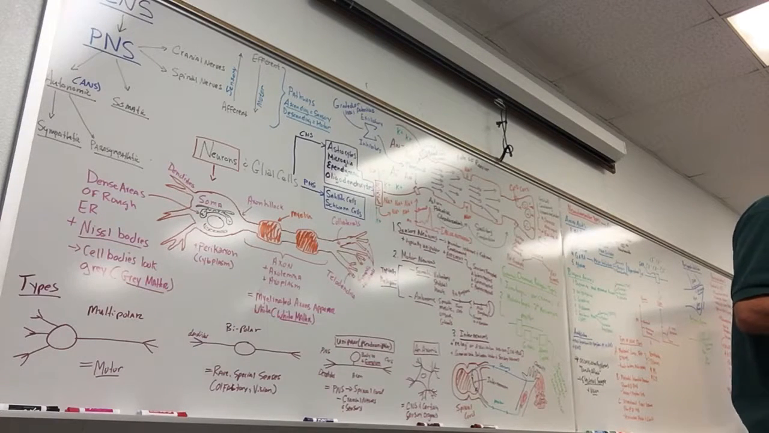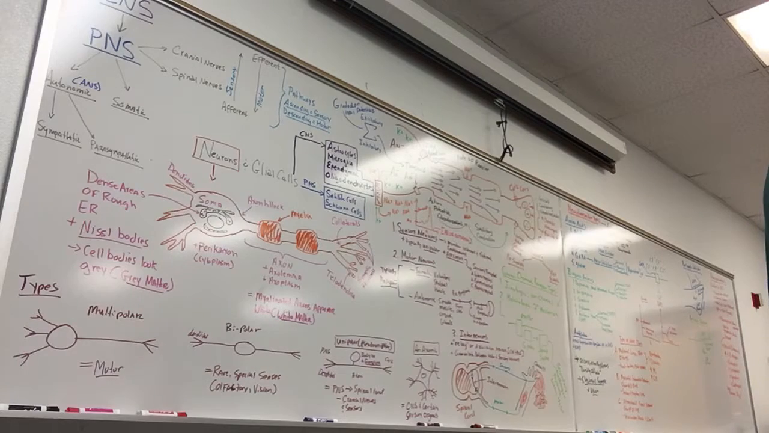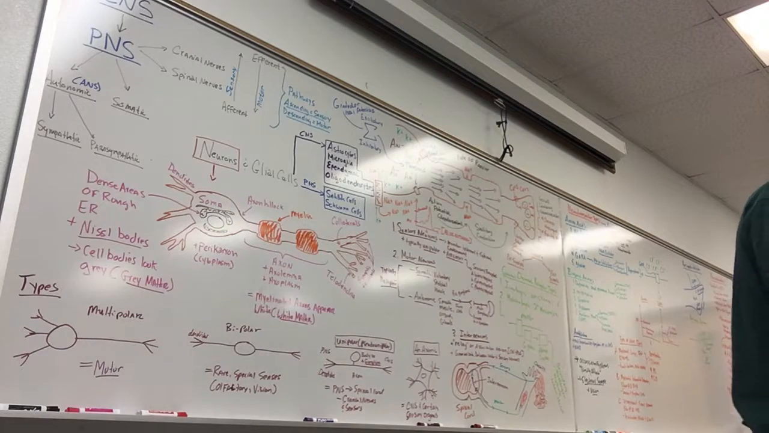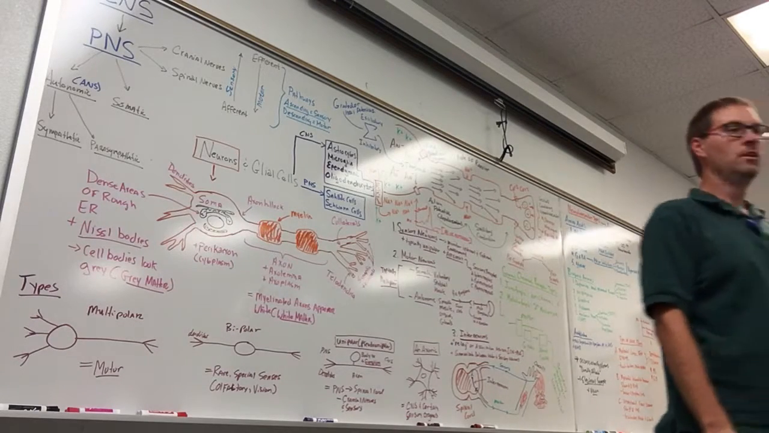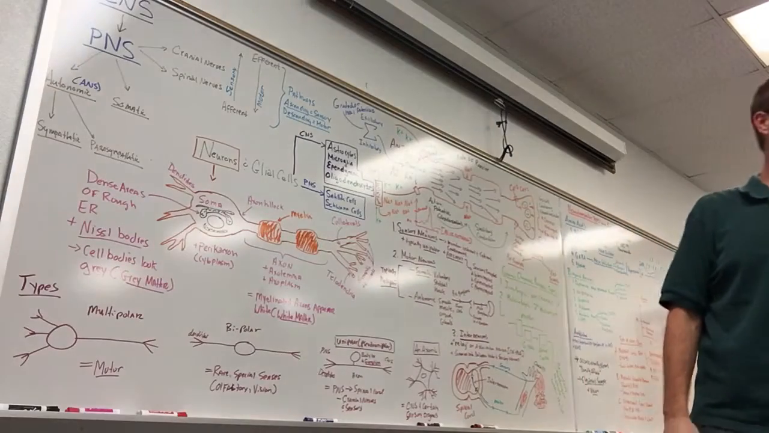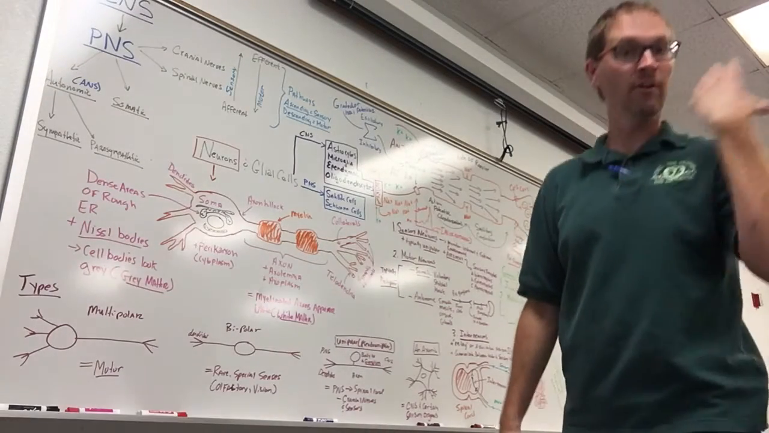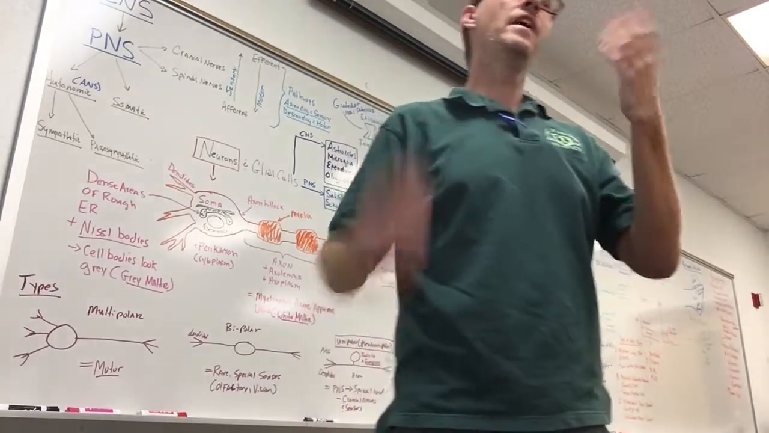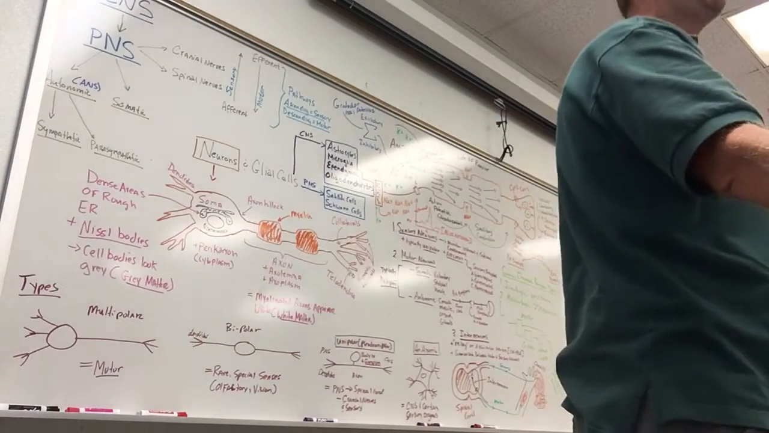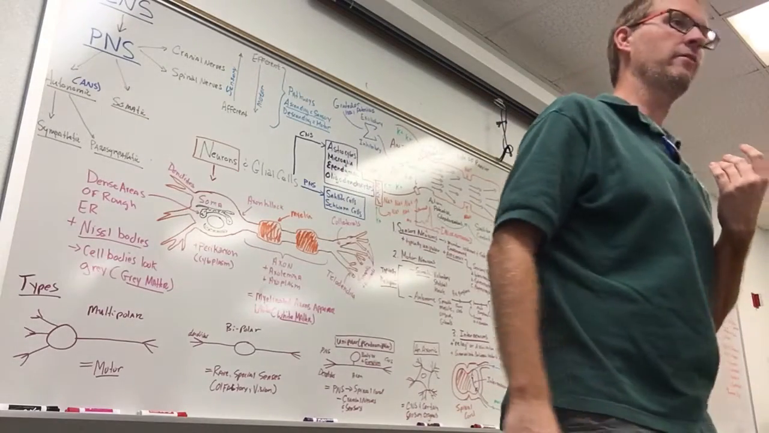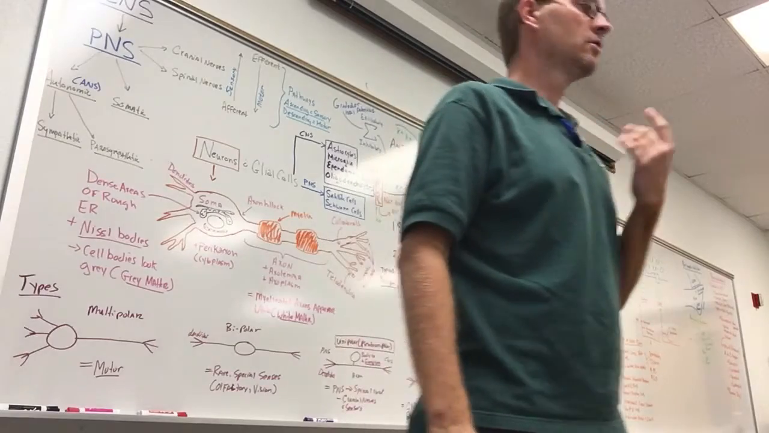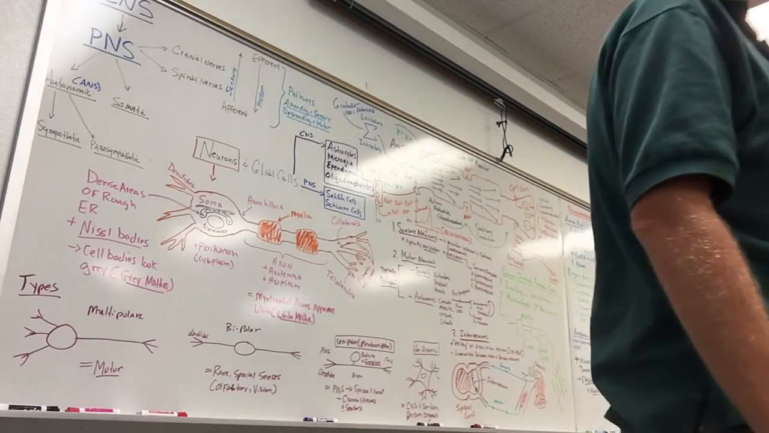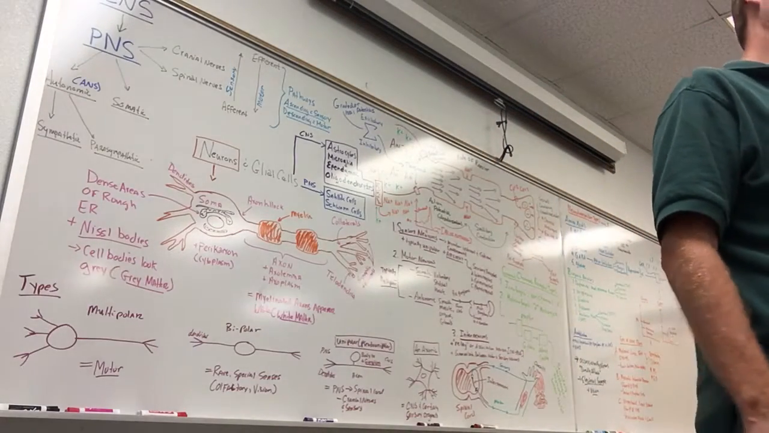So sensory information ascends, and motor information descends and comes out of the brain. Sensory information comes in, the brain integrates that information, and then it sends motor information out in response to that sensory information. Does that make sense? So sensory information may be, you see something on the table.